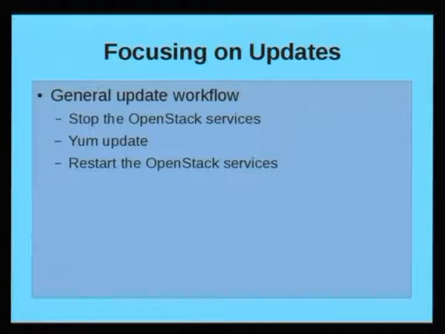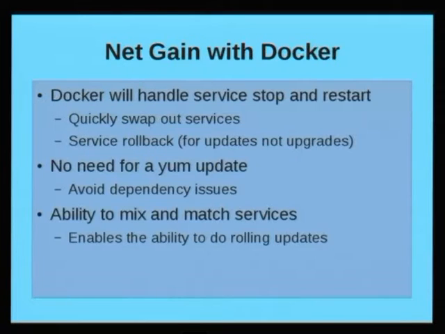So the general workflow, we're going to stop the services, and we're going to run a yum update. Here's where things can become interesting, because we specifically run the yum update, and then finally we restart. So what are we going to get out of this? First, Docker is going to handle the service start and stop. This is good. We can stick with what we've been using the whole time. We just have Docker do it, and it will handle swapping out anything that we want to replace.